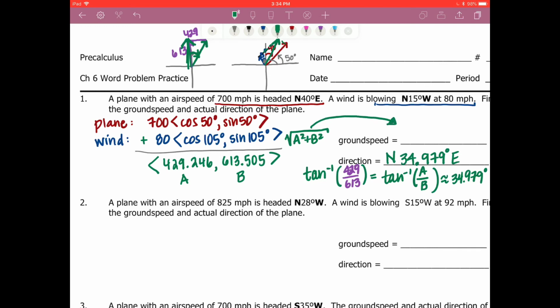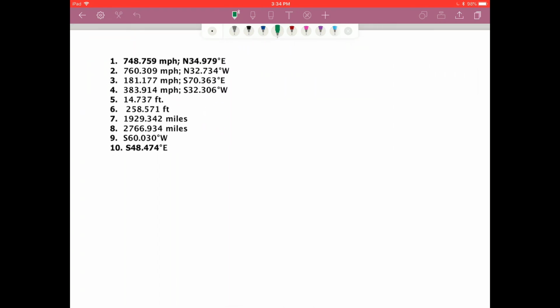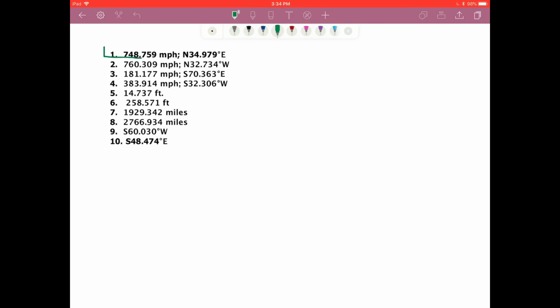If you put that into your calculator, we get, I thought it was going to be a little bit more than 700 miles per hour, and it is indeed 748.759 miles per hour. Now, if I look at the answer key, it says 749.759 miles per hour and 34.979 degrees east. North, 34.979 degrees east is indeed what the answer key says.